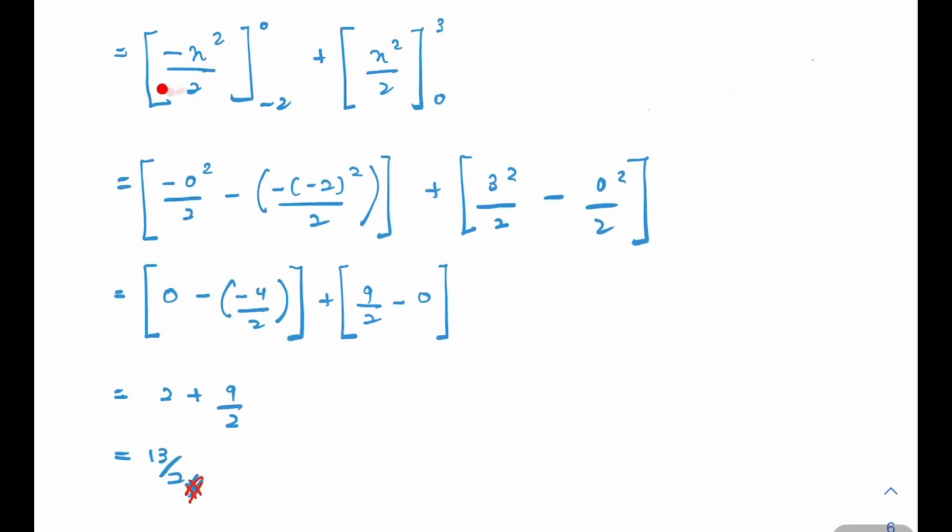Now let's fill in the limits here. Firstly, put in 0. And then minus, put in the value of -2. Plus, and for this one, put in the value of 3 first. And then minus, put in the value of 0. So just solve this using a calculator. Your final answer should be 13 over 2.